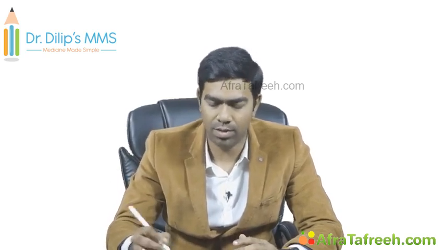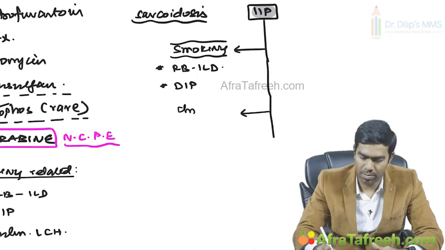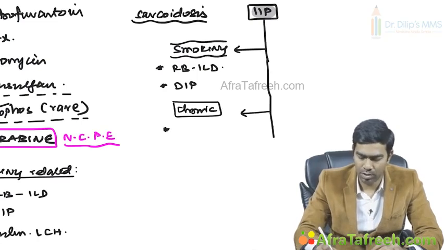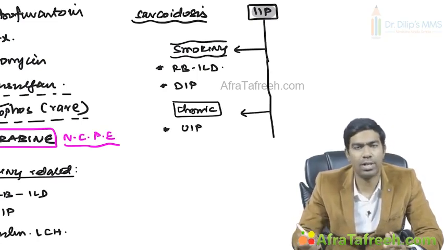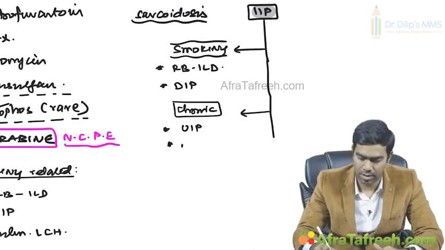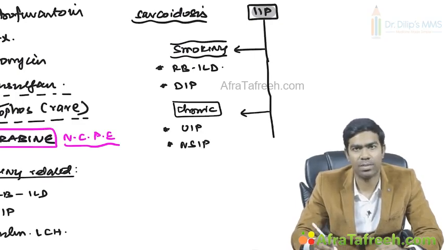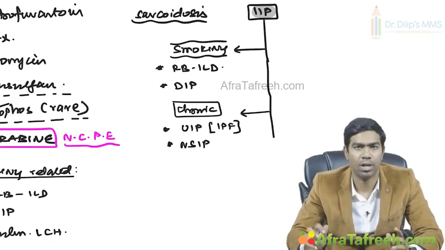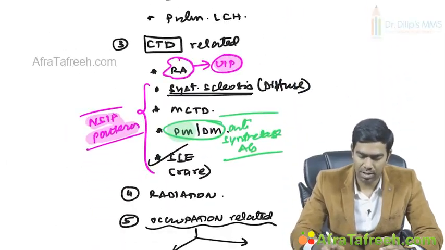Then the second group of IIPs you can tell, those which have chronic pathophysiology or a chronic course. What are the chronic IIPs? One is called UIP, that's usual interstitial pneumonia. The second one is NSIP, that's non-specific interstitial pneumonia. This UIP, if it happens idiopathically, we are also going to refer to as IPF, idiopathic pulmonary fibrosis. But remember, the same UIP and NSIP can happen in secondary causes also. So that is why I told you only if it's idiopathic, you have to classify them under IIP.